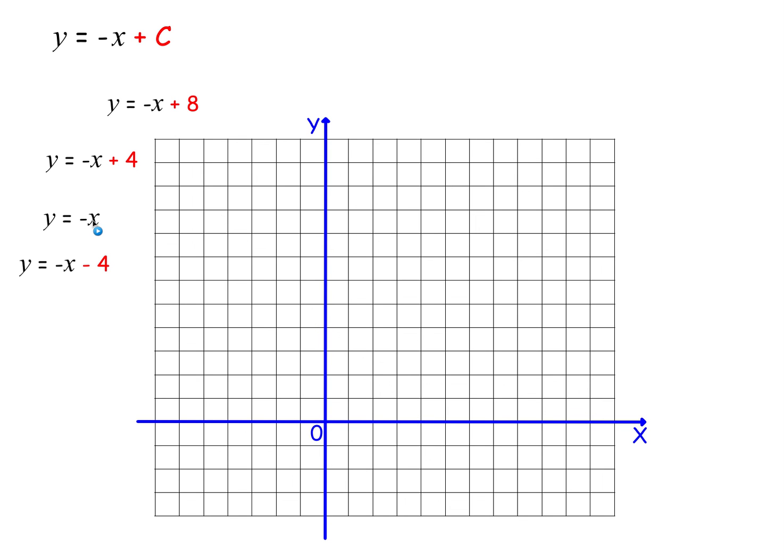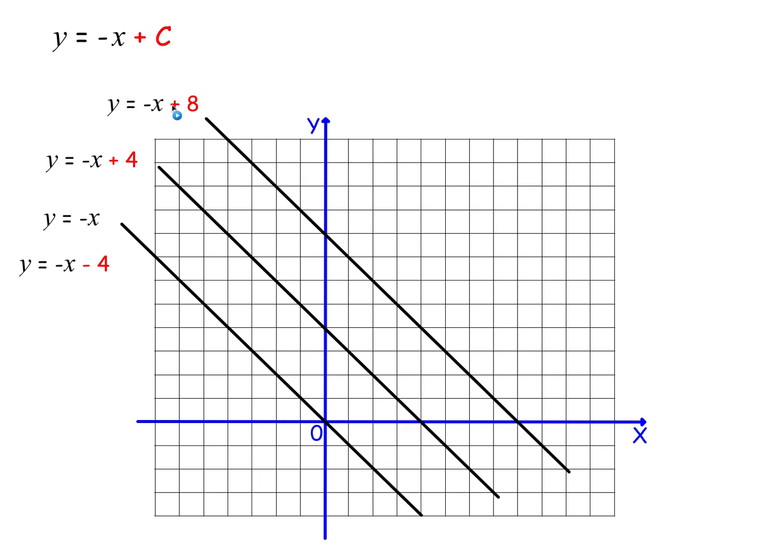Here's y equals negative x. Plus 4 means shift it 4 units up. Plus 8 means shift it 8 units up. Minus 4 means shift it 4 units down. Plus 8 in the end, there's the 8. Plus 4 in the end, there's the 4. Minus 4 in the end, there's a minus 4. So that's the plus c part.